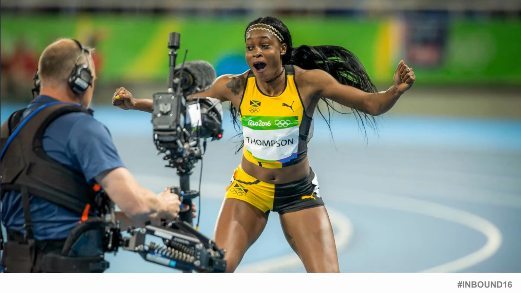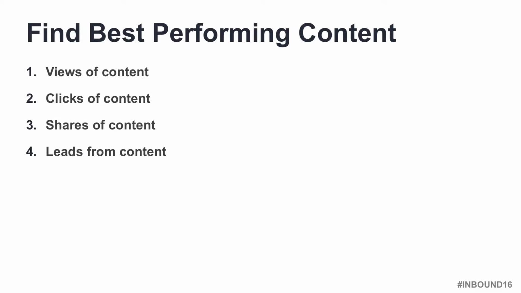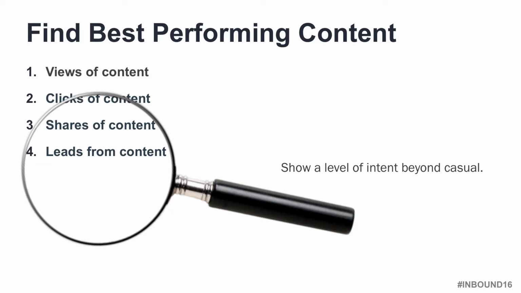And so when we're thinking about how we want to do better social, a lot of it is thinking about what are the winners, how can we do better with those? So how do we pick what content are the winners? I think there are a couple ways. One, you can talk about views of content. One, you can talk about clicks of content. You can talk about shares of content or leads from content. So as you may have guessed, my two favorites have the real intent behind them.